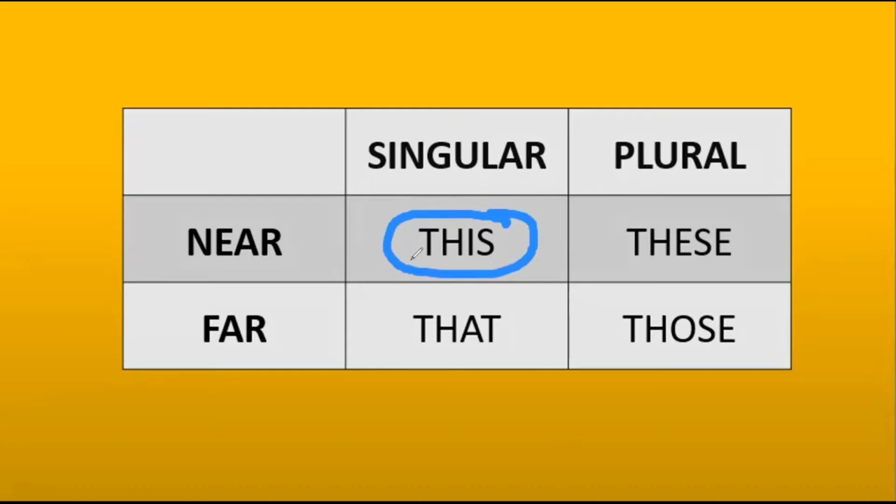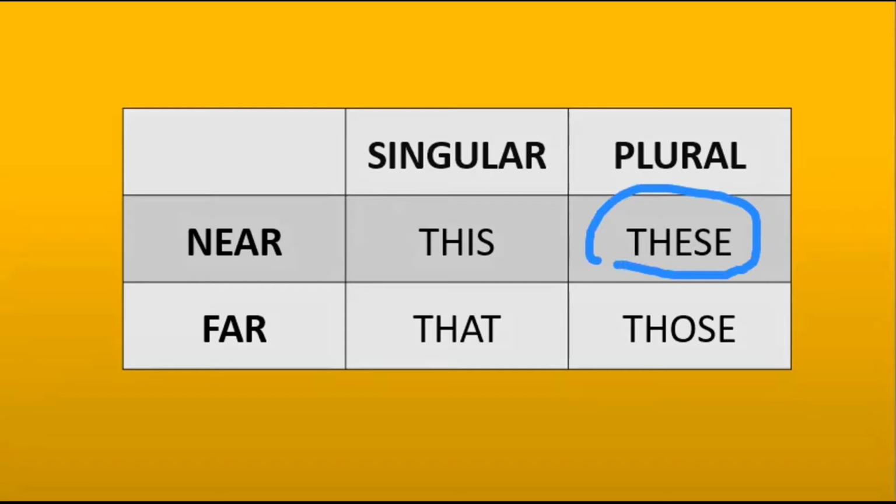When do we usually use the word this? The word this is used to denote a singular object that is near the speaker. How about these? The word these is used to denote a plural or more than one object that is also near the speaker.